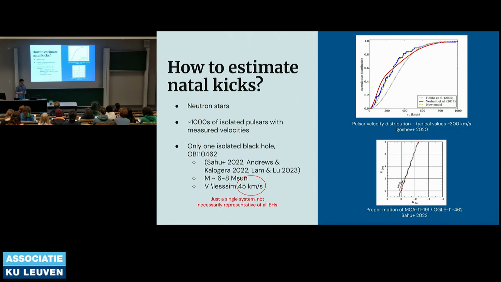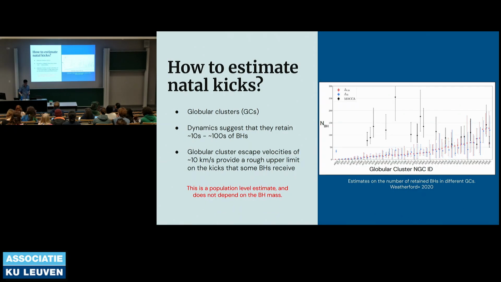We also don't know where it came from, right? It's isolated now. Maybe it was one of the rare ones that was born isolated, or maybe it wasn't born in a binary. We're not really sure. But at least it's a single data point, and so we can kind of get a sense from that. But we want to do this in a more population sense.